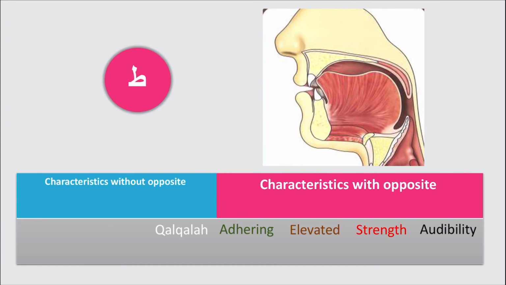The next letter is letter Ta, and letter Ta is articulated from the tip of the tongue when it is hitting the roof or the elevated area of the mouth while elevating the back of the tongue. So Ta is characterized by adhering, so the sound is compressed inside, elevated, so the back of the tongue is up and the sound goes up. Strength, so the sound is cut because the tip of the tongue is touching the gums already. So Ta, the sound is cut so that it's strength. And the last thing is audibility, so no need to push air on Ta, so don't say Tah, no, it's Ta, just sound. And the last characteristic for the Ta, which has no opposite, is qalqala sound.